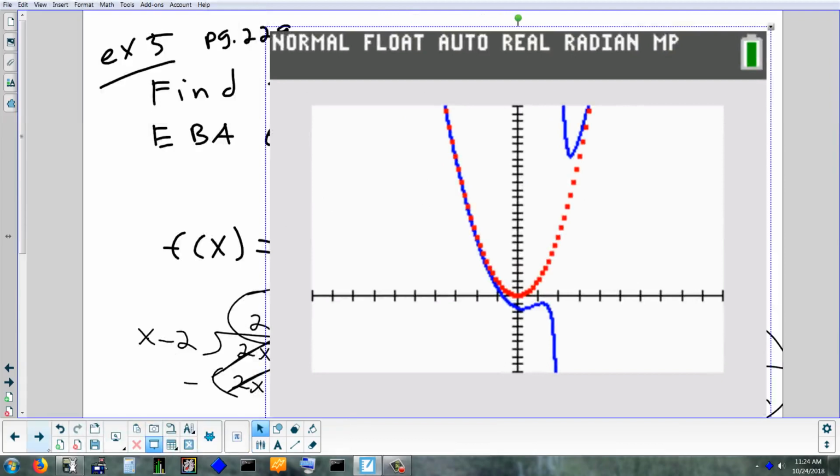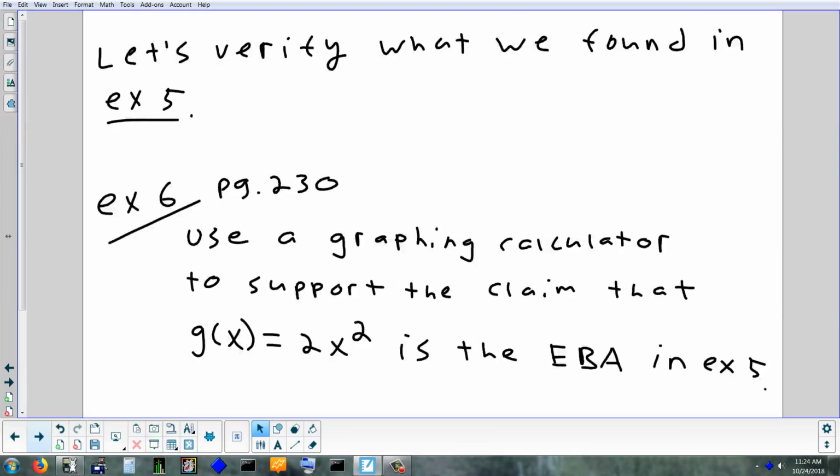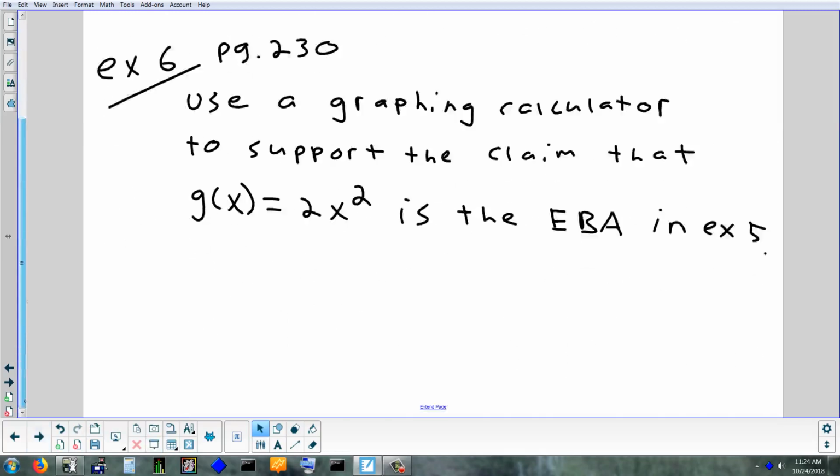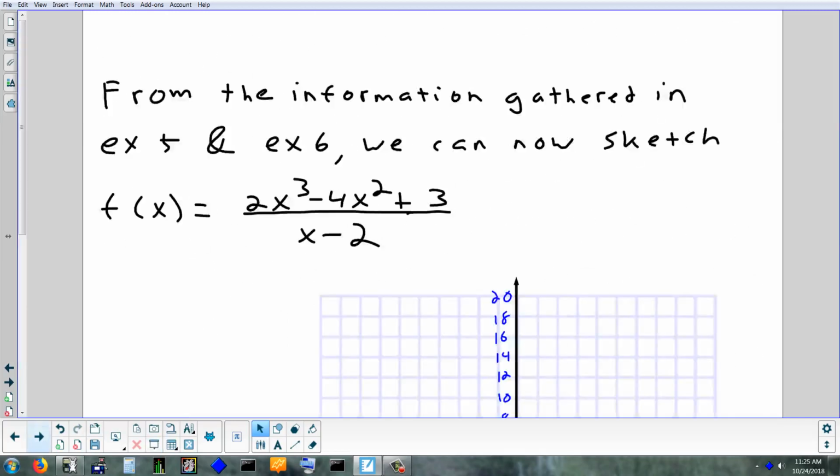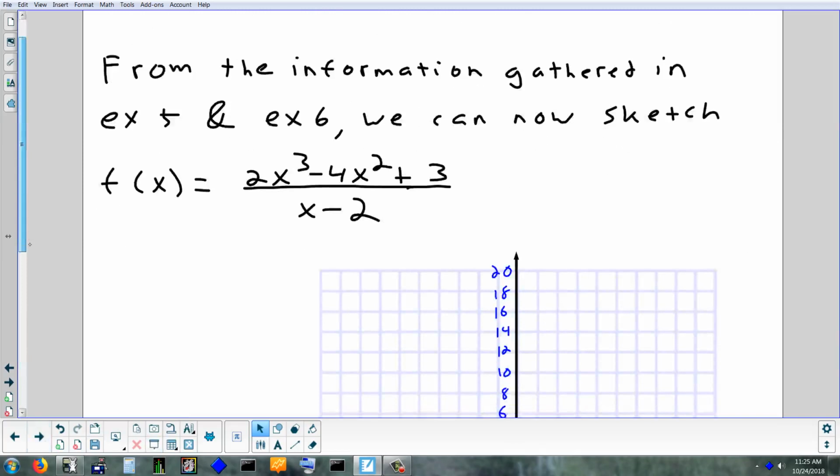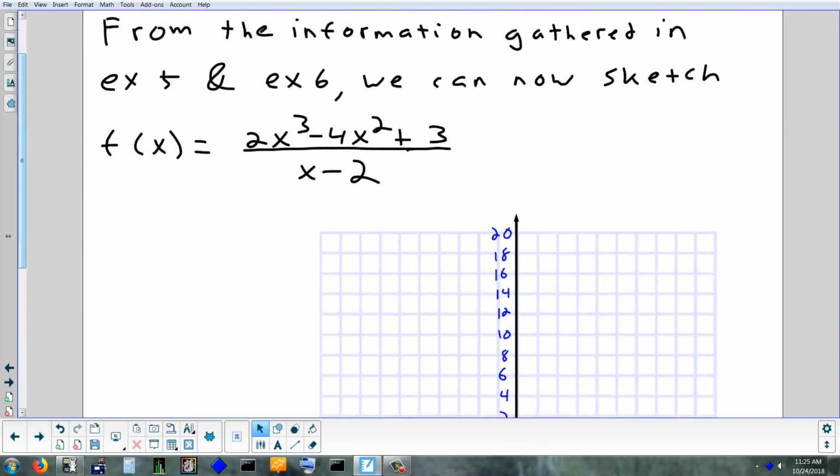Any questions on how we just verified that 2x squared is the end behavior asymptote? Just make sure it's getting closer and closer to it. That's all I do. All right, so now let's try to sketch it. This is a little different because we already graphed it, so we already know what it looks like, which kind of helps us. But let's go through it like we didn't know.